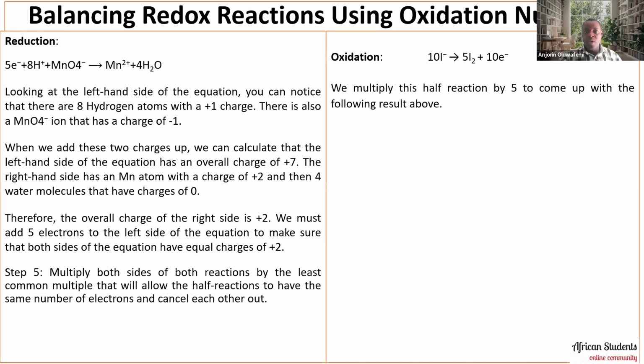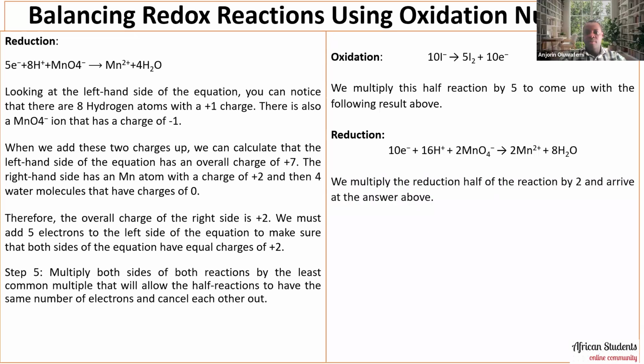And so we do that, then we do the same thing to the reduction. No, we don't do the same thing to the reduction. What we do to the reduction side is we multiply this one by 2. The whole essence of doing this is because we want to have the same number of electrons so that we can cancel the electrons out and then combine the equations together. And then we can have a balanced redox equation. So we multiply it by 2, and we end up having 10 electrons plus 16 hydrogen ions plus 2 MnO4 minus, giving 2 Mn2+ plus 8 H2O.